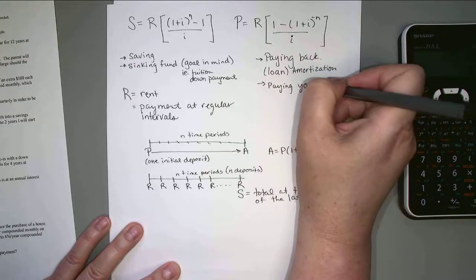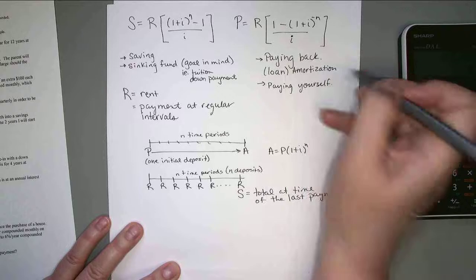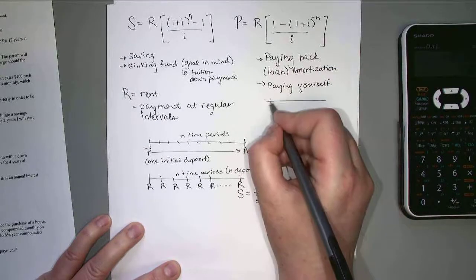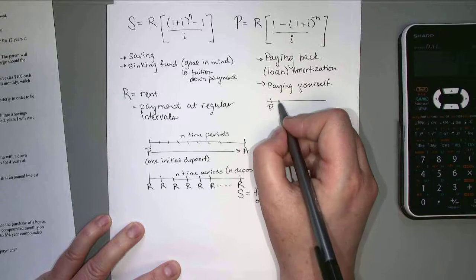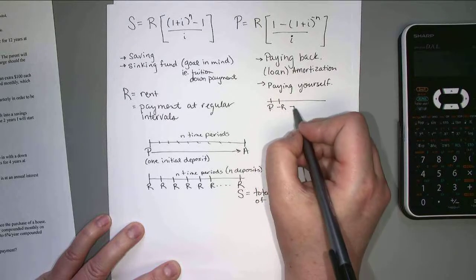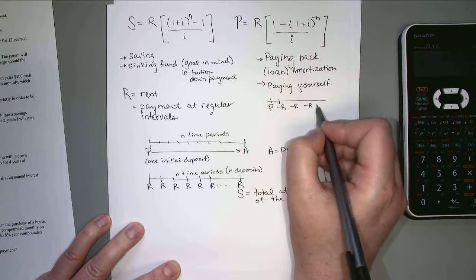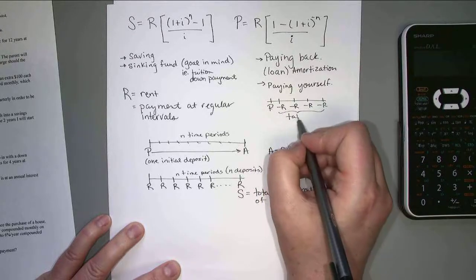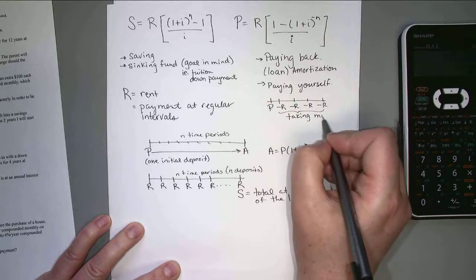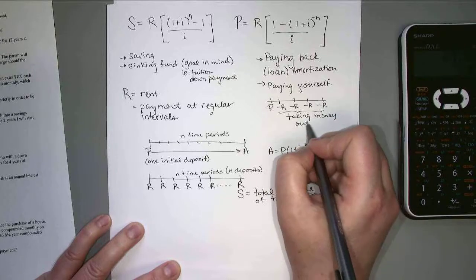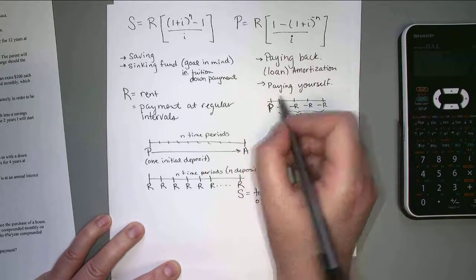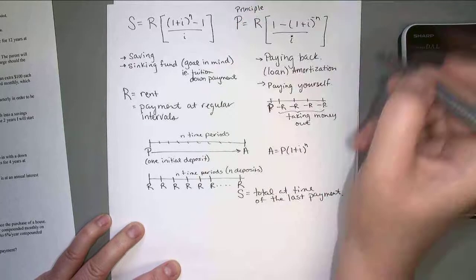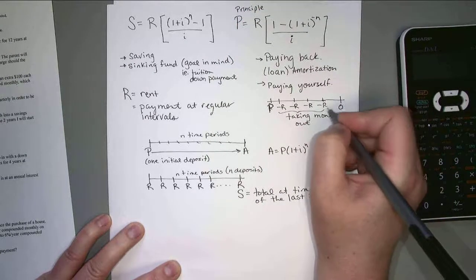So what do I mean by paying yourself? Well, if you have a savings account with some amount in it, P is at the start, and then you withdraw, so you're subtracting all these payments. So this is taking money out. So like this is the principal, or how much you had in the account at the beginning, and this always reduces to 0 at the end.